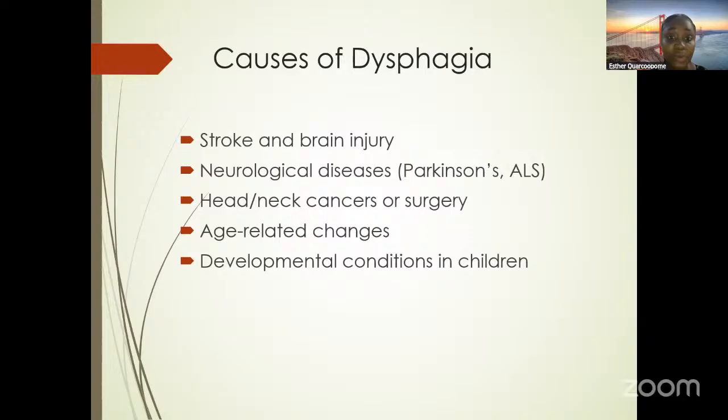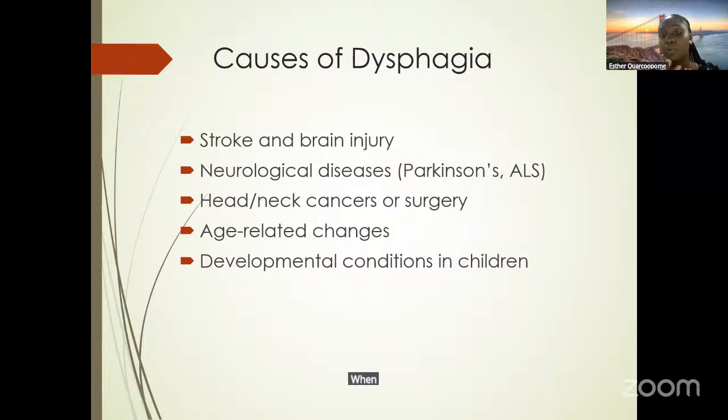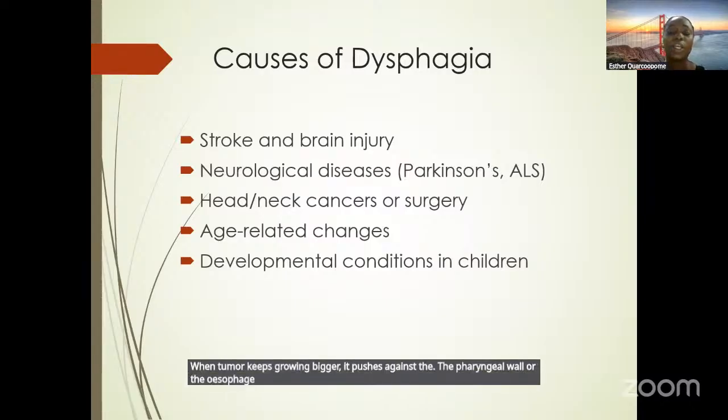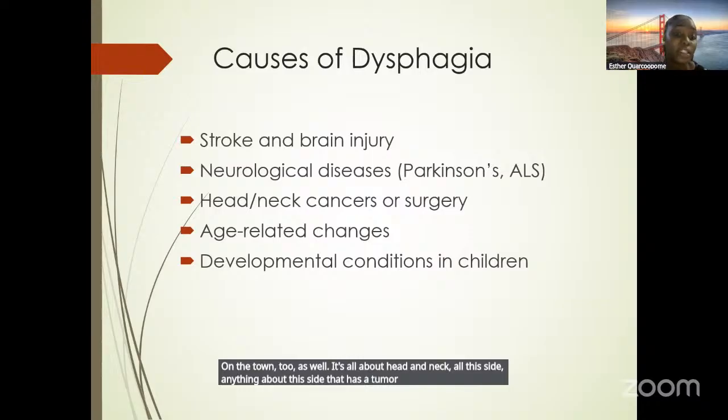Head and neck cancers too can cause dysphagia, especially when you have a tumor growing around the neck area. When the tumor keeps growing bigger, it pushes against the pharyngeal wall or the esophagus, the area where the oropharynx is, narrowing the space there, and it affects swallowing. We can have some tumors on the tongue too as well. It's all about head and neck, all this side. Anything about this side that has a tumor can also cause dysphagia.